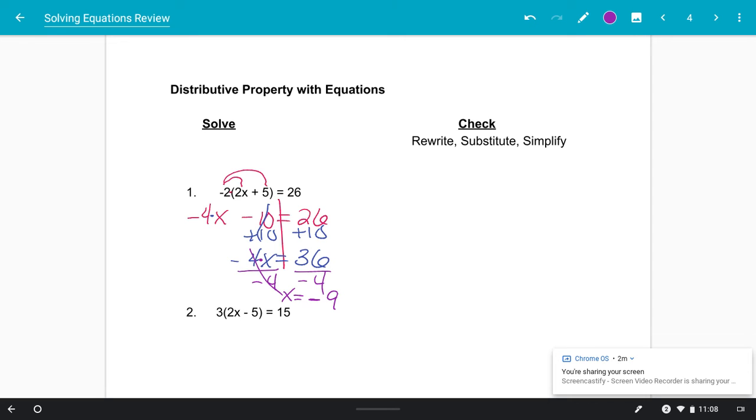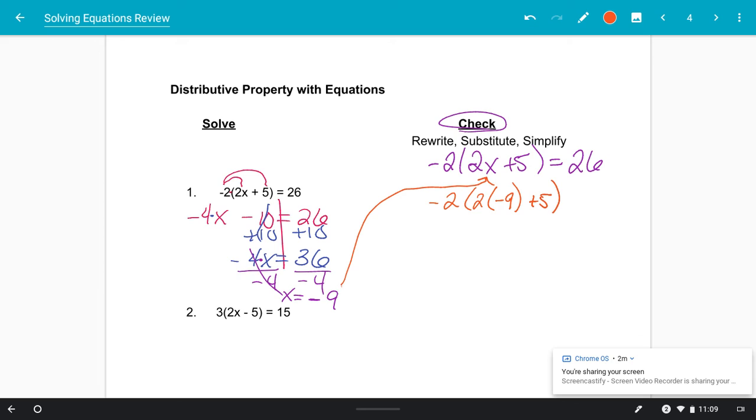Now, as we get into these more complex equations, it's very important that you're checking your answers. So don't forget that we can check by rewriting, substituting, and simplifying. So the first thing that I'm going to do is rewrite the original equation. So -2, open parentheses, 2x plus 5, close parentheses, is equal to 26. The next thing I'm going to do is substitute. I'm going to take this -9 and substitute it in wherever I see an x. So I'm going to plug it in here for x, and I'm going to use parentheses around it because it's a negative. And I want to know, is that equal to 26?